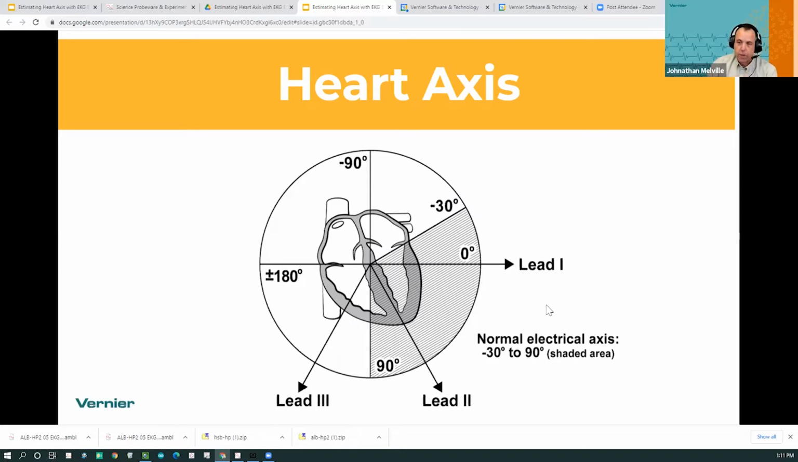So normally when they're doing a lead axis, what they're trying to figure out is what's going on in different regions of the heart. And we can estimate heart axis by looking at the maximum R wave amplitude. Now, just so you know, the normal electrical axis is between -30 to 90 degrees in the shaded area. And remember, what you're seeing is a mirror image. So this over here is the left side, this over here is the right side of the heart.